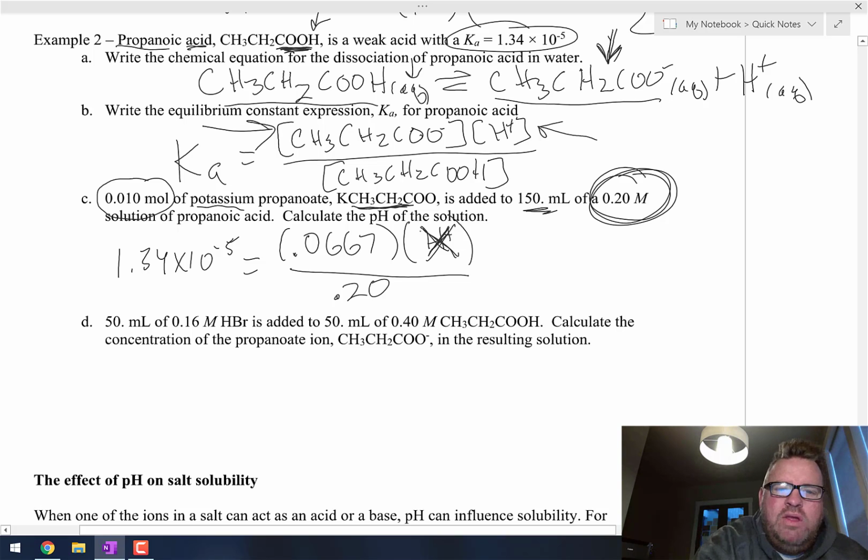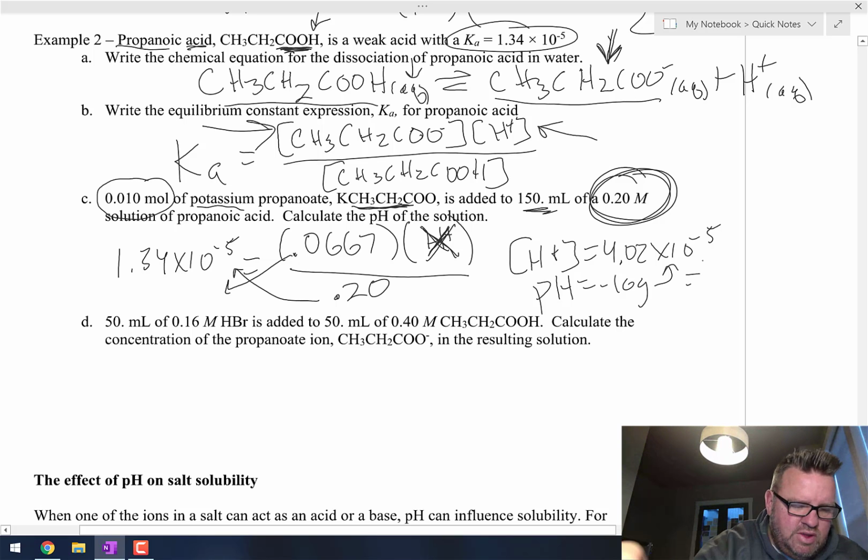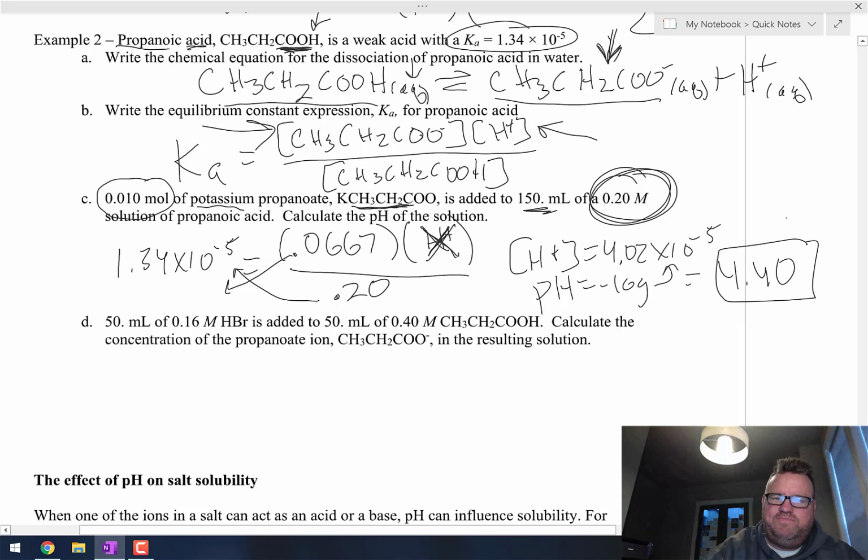Okay, so we're going to multiply this to get to that. We're going to divide that. So we're going to take 1.34 times 10 to the minus 5th times 0.20 divided by 0.0667. And again, that tells me the hydrogen ion concentration is equal to 4.02 times 10 to the minus 5th. And then the pH just equals the negative log of that number. So negative log of that answer equals 4.40 would be the pH.